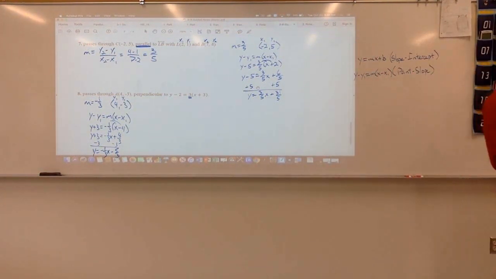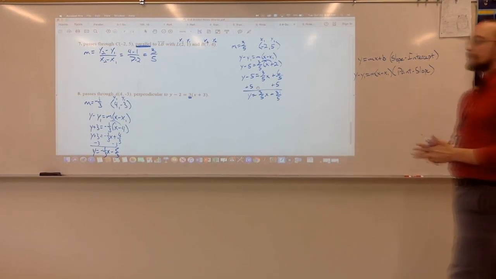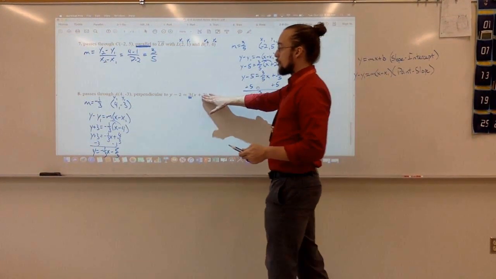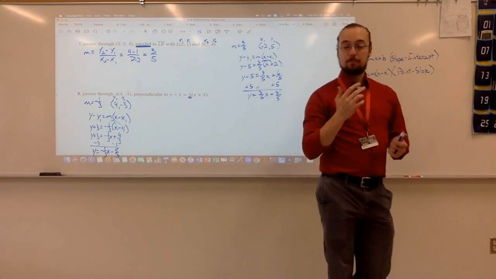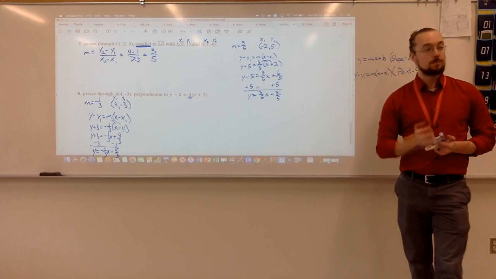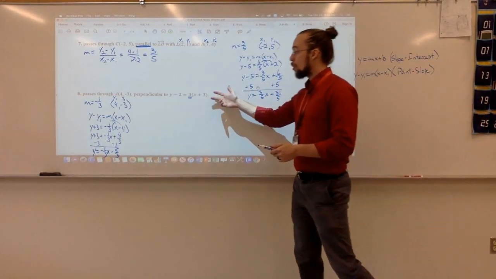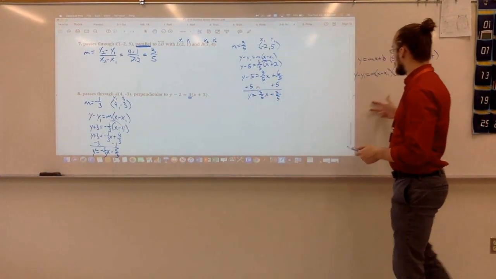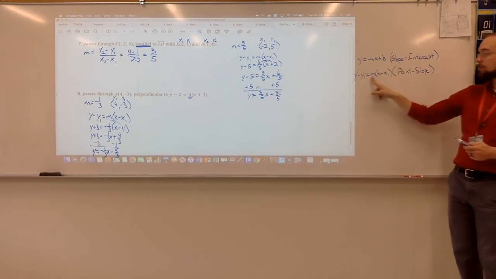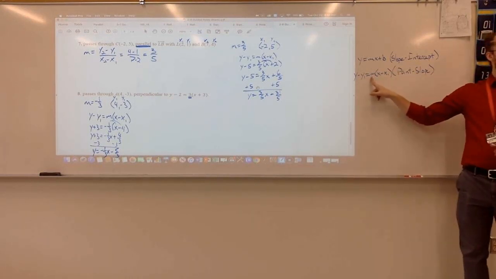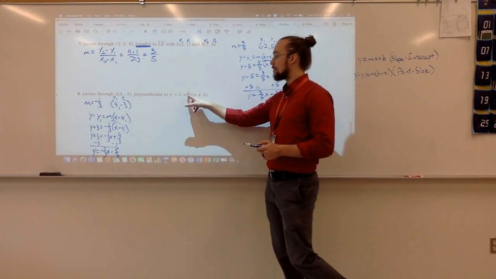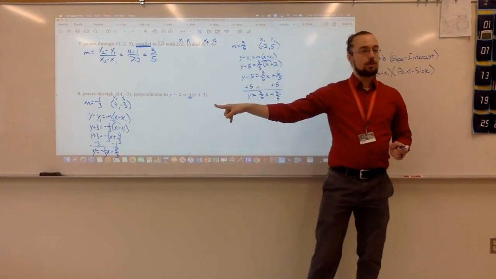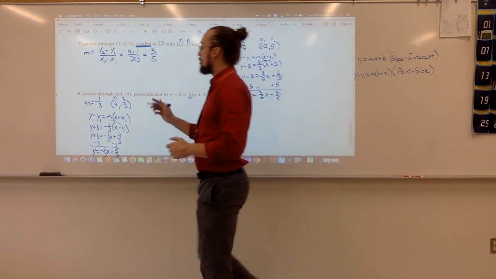So for this one, right? For this one, you could have solved this out and put it in slope-intercept form, okay? Or we could have just said, well, my point-slope form shows me the m as well, okay? So my m, my slope of this line, is right here. It's just 3.